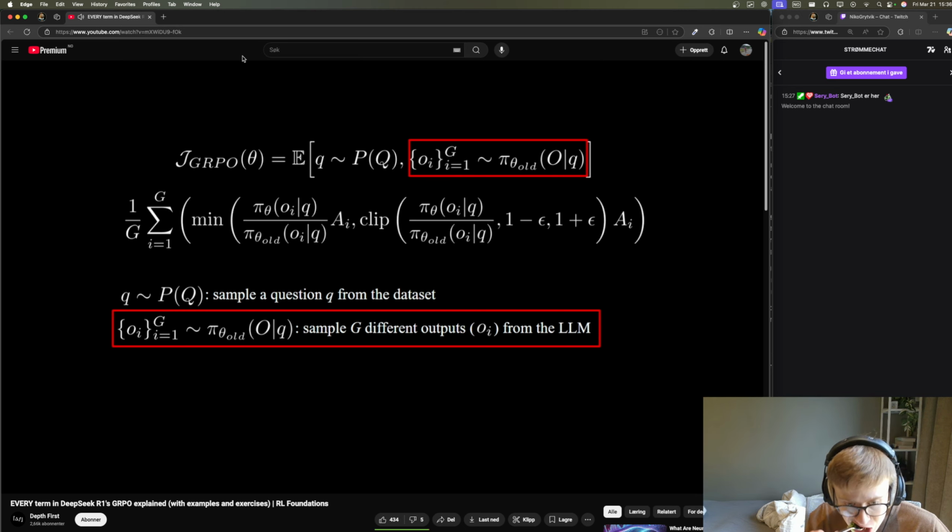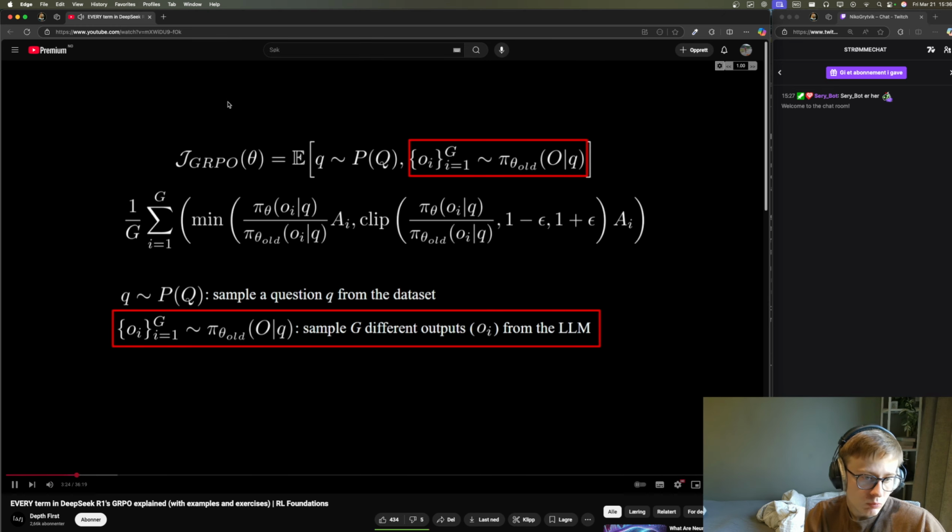And pi theta here signifies your language model with parameters theta. And pi theta of capital O given Q is just a way of saying the distribution of all possible responses, that's capital O.